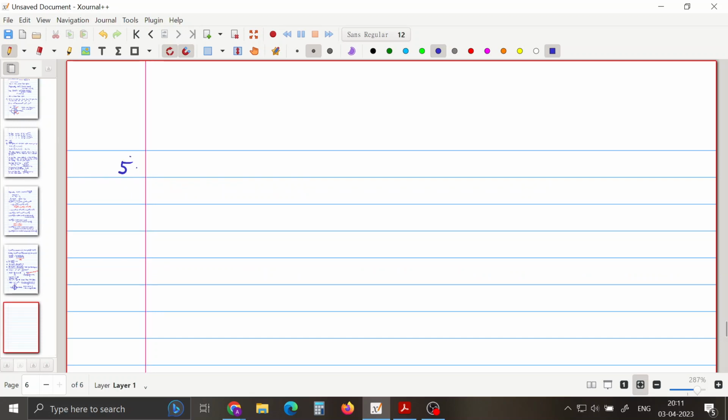We are in question number 5. This is given as a type 2 FIR filter, and the length of the filter is given as capital N equals 6.